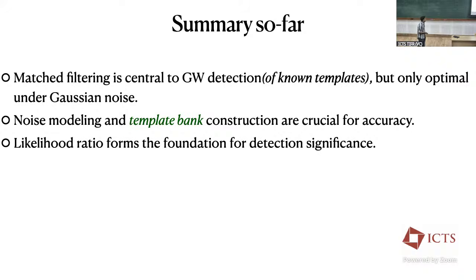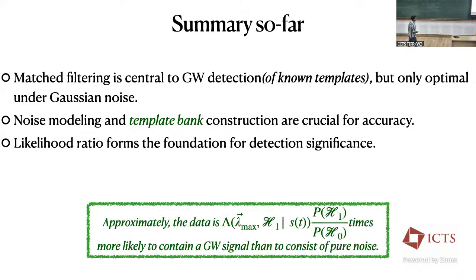Neha, again, I think she will be mentioning it tomorrow as well, right? So noise modeling and template bank construction are crucial because we can only get statistical properties of noises efficiently in GW data analysis. Modeling the noise as accurately as possible will be really beneficial, and the likelihood ratio forms the foundation of detection significance, the capital lambda that I have mentioned.